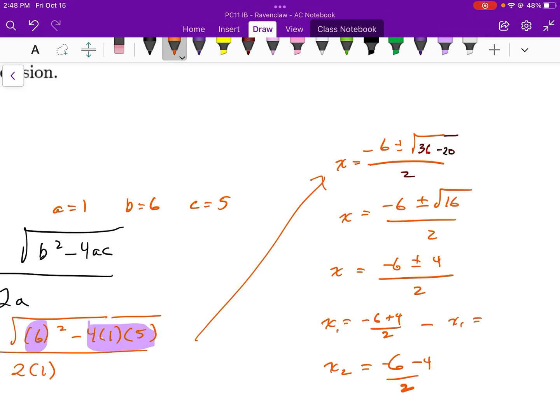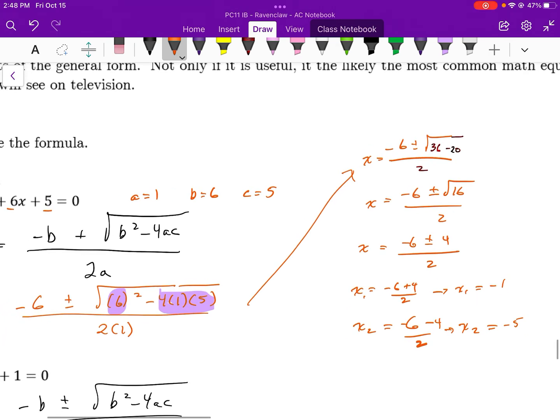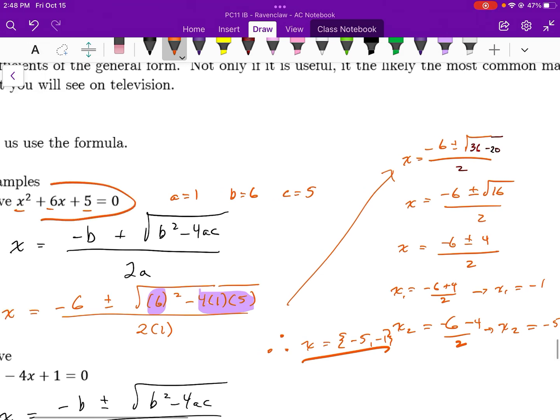Negative 6 plus 4 is negative 2 divided by 2. This leads to x1 is equal to negative 1. x2 is negative 6 minus 4 divided by 2, or negative 10 divided by 2. And this leads to x2 is negative 5. So therefore, I have solutions at negative 5 and negative 1. And if you want, just like we've done previously, you can plug those into the original formula to check to make sure that you have a true statement.